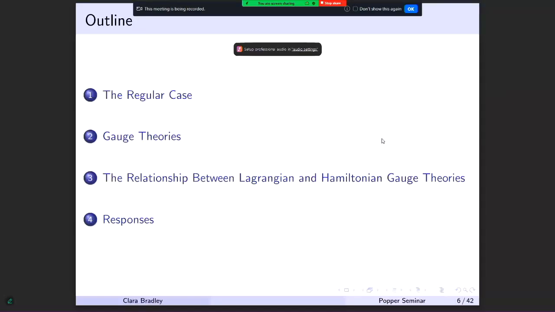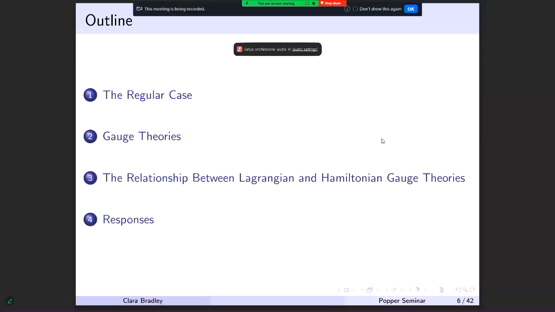Okay, so the outline of the talk is that I'm first going to go over in more detail the class of theories for which there is a natural way to move back and forth, and how we can make precise the sense in which the corresponding theories are equivalent to one another. Then we'll turn to what these gauge theories are, say a bit more about what the Lagrangian and Hamiltonian way of thinking about these theories is, and say why it's philosophically interesting to think about their relationship.